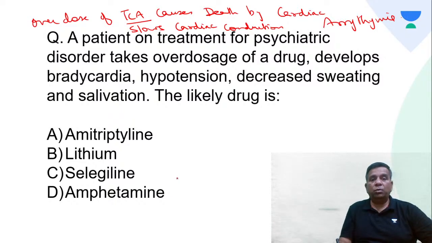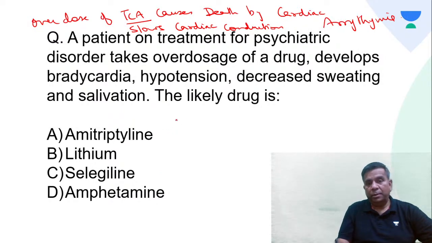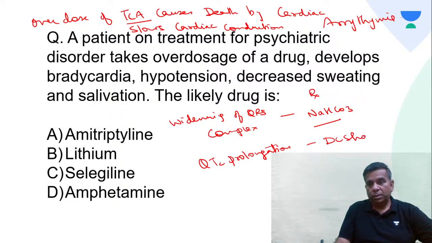Now before I die, you have two options to help me. You can help me twice. There will be a widening of the QRS complex; treatment is sodium bicarbonate. There is QTc prolongation; treatment is DC shock or cardioversion. So we all must remember that. This question has been asked many times, in many ways.